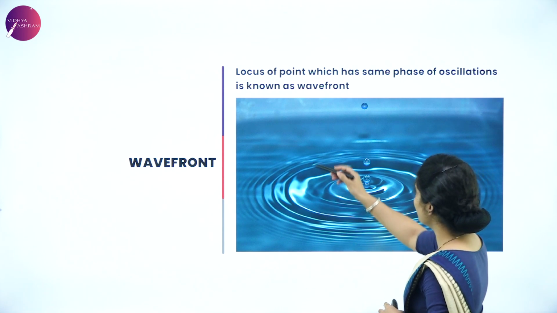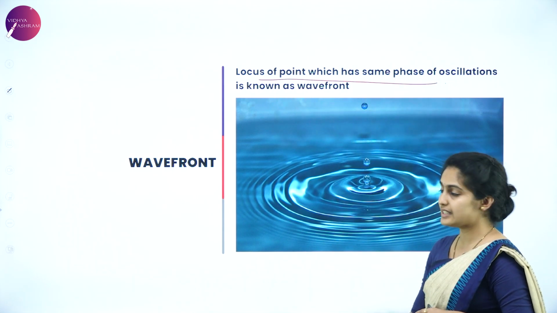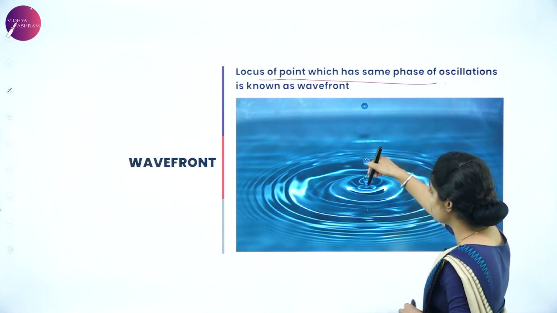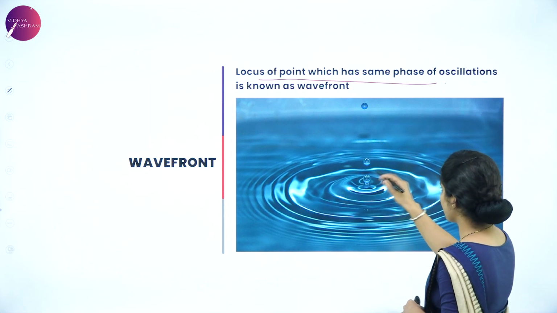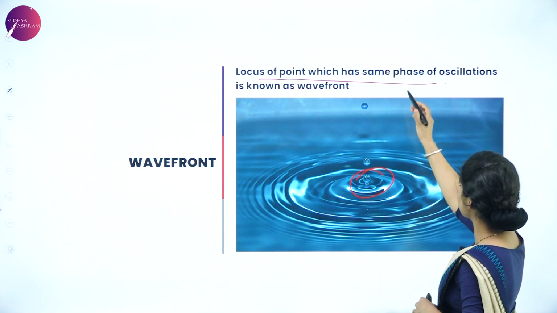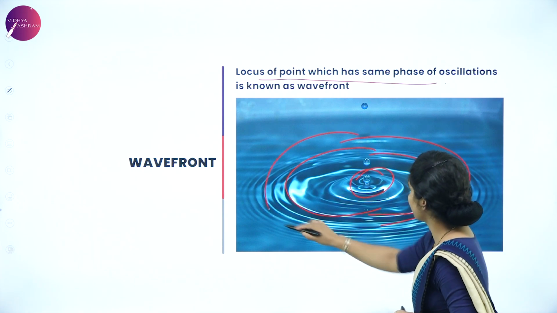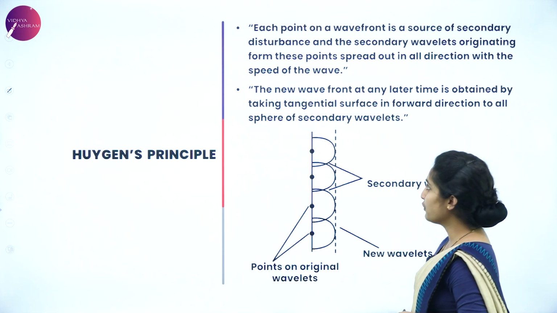Wave front is nothing but a locus of points which have the same phase of oscillation. So you can see there, whenever a dewdrop is falling, there is a wave formation which is forming in terms of a certain locus. So a locus of points which possess the same phase throughout, such kind of an oscillation, is called a wave front.